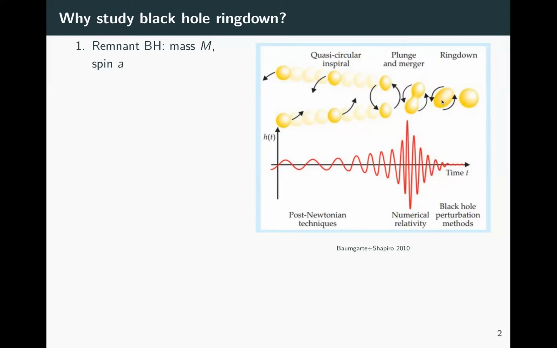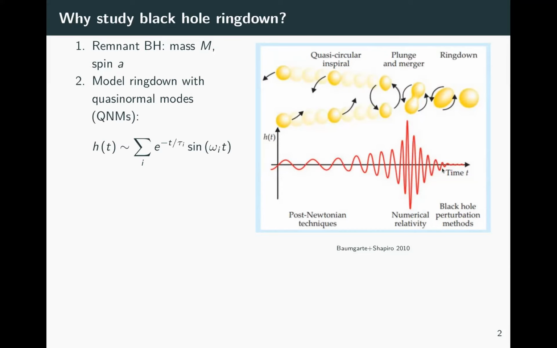And what they form is this remnant black hole with mass m and spin a, but it's very deformed at first, and it has to relax to an end state. As it's relaxing to that end state, it's emitting gravitational waves. And the signal looks like this. If you do a numerical relativity simulation, the signal looks like this.